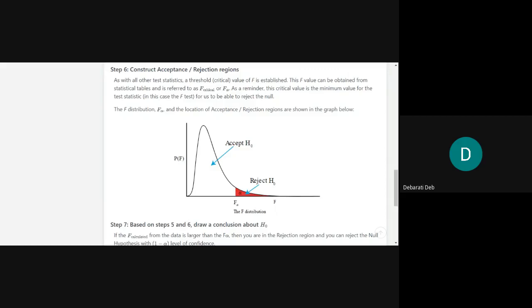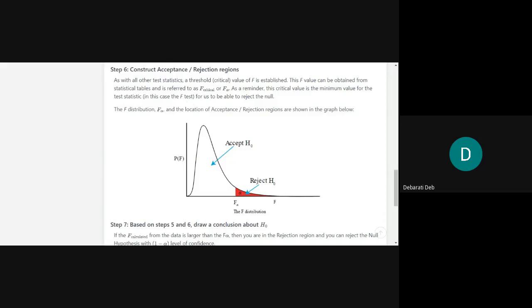Now step 6 is to construct the acceptance or rejection regions. The sixth step is to construct the acceptance or rejection region. Okay, so what is it?